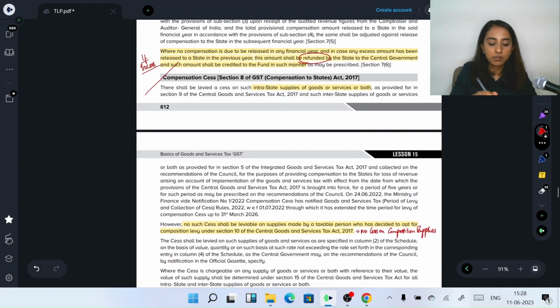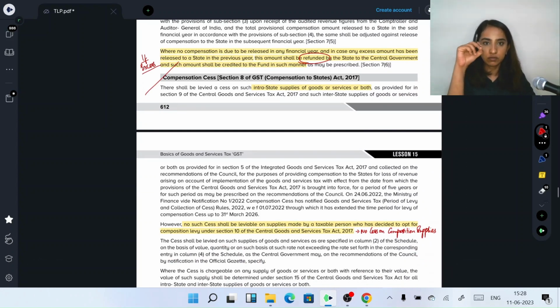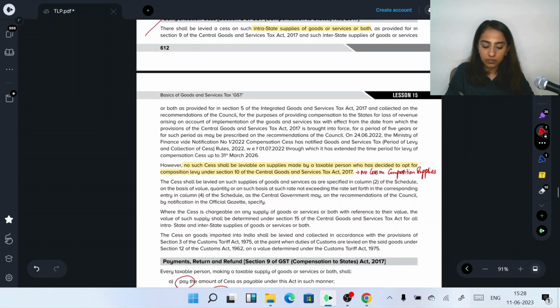Now what is this compensation cess? I told you, right? This is a small part of the cess that's collected from the consumers just for the sake of this purpose, only for this purpose. Now such cess will not be levied on composition supplies.